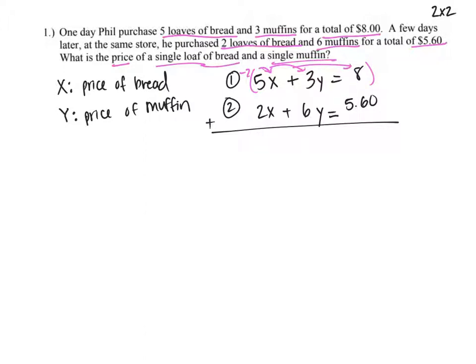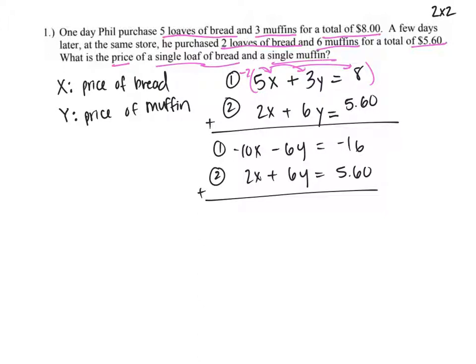So if we multiply our equation by -2, we get -10x minus 6y equals -16. Our second equation didn't get multiplied by anything, so I just bring it down the way it is. That's just 2x plus 6y equals 5.60. And if I add these two equations, the x's cancel, giving me negative 8x equals, sorry, I did that wrong. Why am I canceling out the x's? Okay, so the y's cancel.